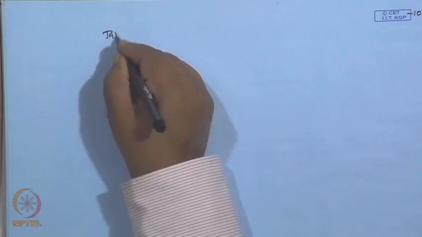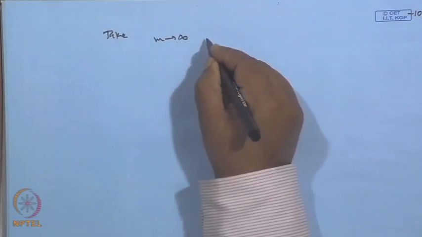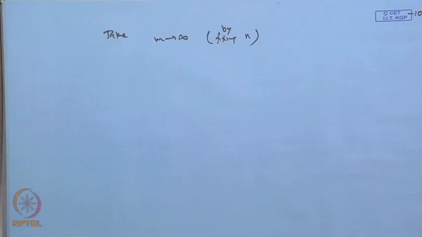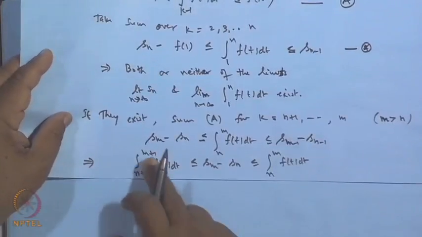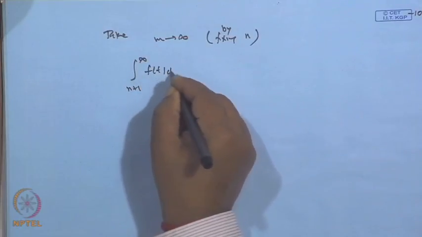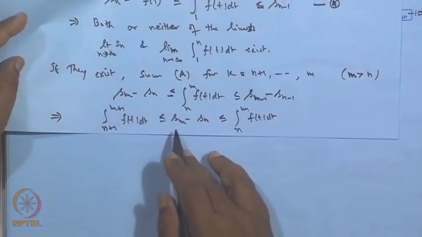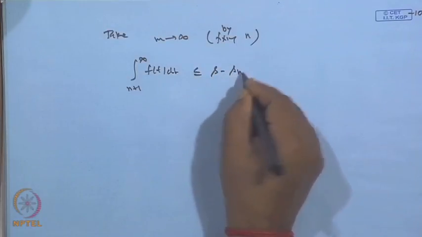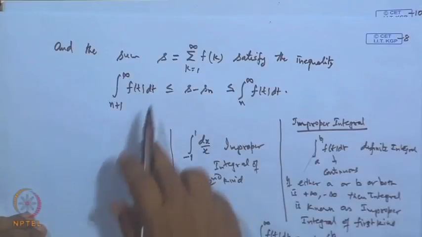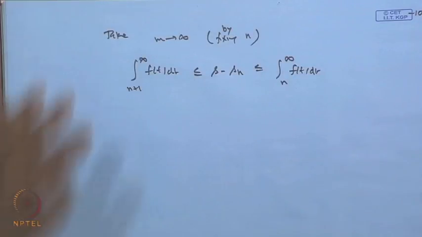So, take the limit as m tends to infinity, fixing n; we are not touching n. Then what happens? When you take the limit, you get the integral from n plus 1 to infinity of f(t) dt, which is less than or equal to S minus S_n, since for m sufficiently large this goes to S. So, S minus S_n is less than or equal to the integral from n to infinity of f(t) dt, and that is what the result says. The result is this, is it not? So, we got the result. Okay. So, this proves that.